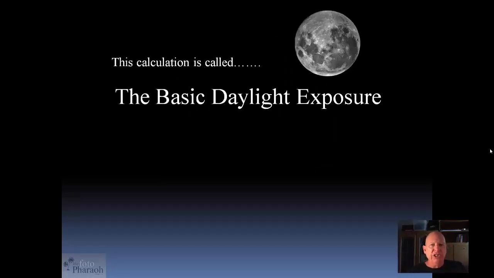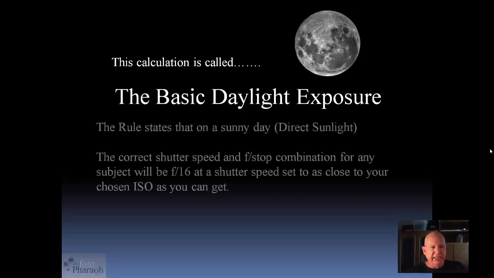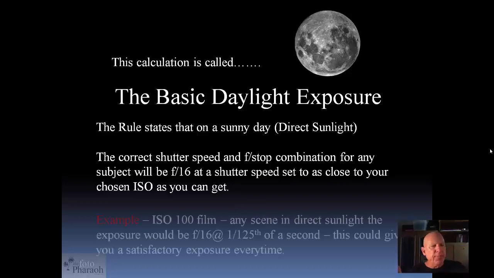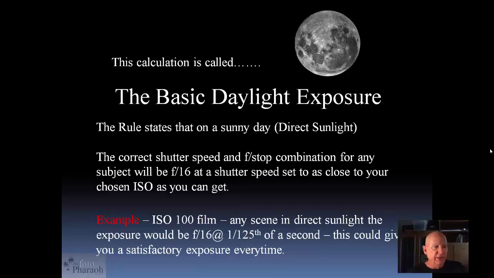How you shoot the moon is by using something called the basic daylight exposure. The basic daylight exposure states that in direct sunlight, the correct shutter speed and f-stop combination for any subject will be f16 at a shutter speed set to as close to your chosen ISO as you can get. So an example of that would be if you used ISO 100 film, any scene in direct sunlight, the exposure would be f16 at 1/125th of a second, and this would give you a satisfactory exposure.